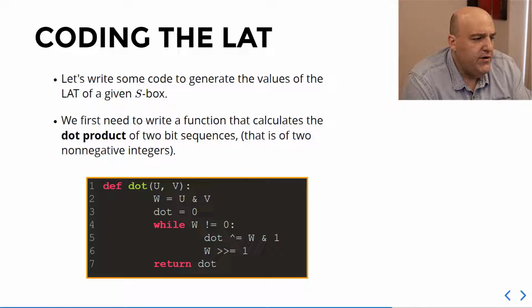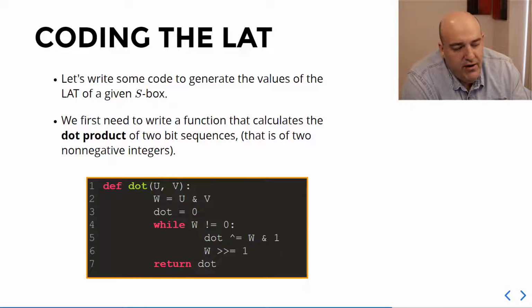And we're going to first need a dot product of 2-bit sequences. So we'll define a function called dot. It takes in 2 non-negative integers u and v. We imagine u and v as bit sequences. We start off by ANDing them, and then we need to add up all the bits of w now. So let's start off by just defining the dot to be 0, and then we'll run through the bits of w. So while w is not 0, we know that it has some non-trivial bits, and we'll access the lowest significant bit by doing w and 1, and then add it on to a running sum, the dot.